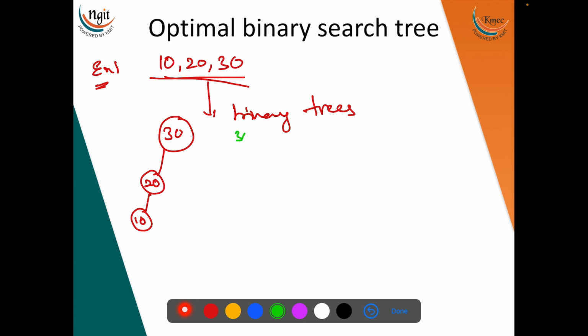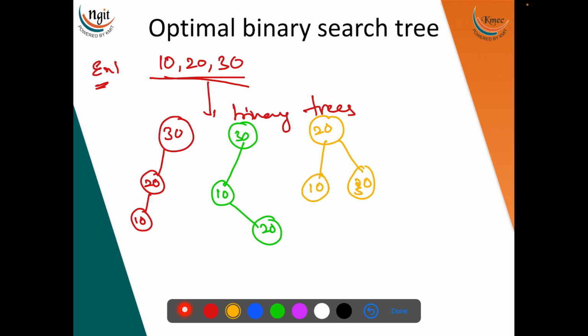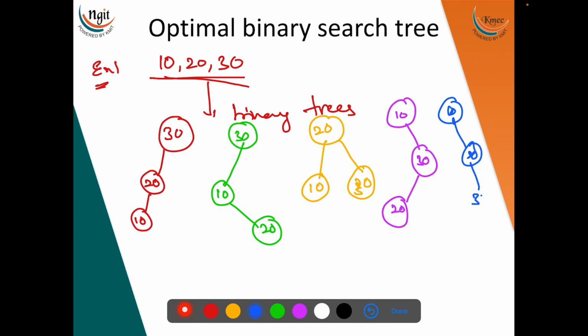The other one: 30, 10, 20. This is one more binary tree. 20, 10, 30. This is the other one. 10, 30, 20. And this is one more. 10, 20, 30. Right. So how many trees do we have? 5 trees. How to calculate the possible binary trees from the given keys?